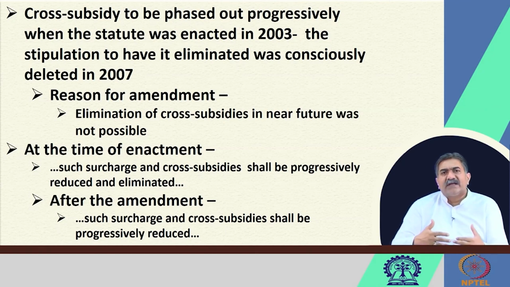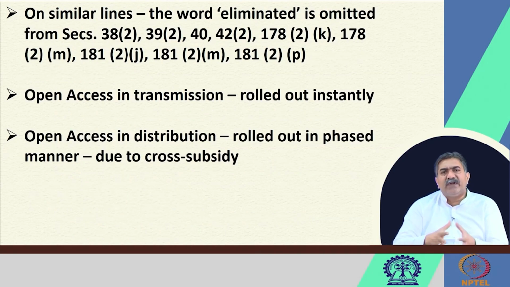Now, because of the objections raised by the state governments, because of the visible difficulty in eliminating cross subsidy, the amendment was done and this word elimination was dropped. This was removed from the 2003 Act, and therefore, you would find that the sections which deal with cross subsidy are now only referring to progressive reduction, that over a period of time it should be reduced.